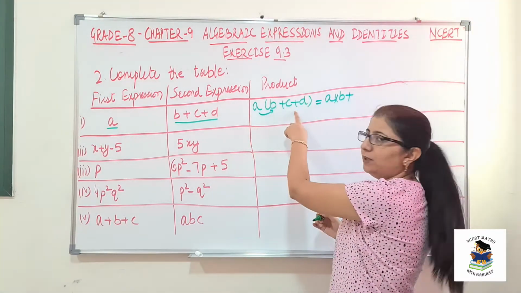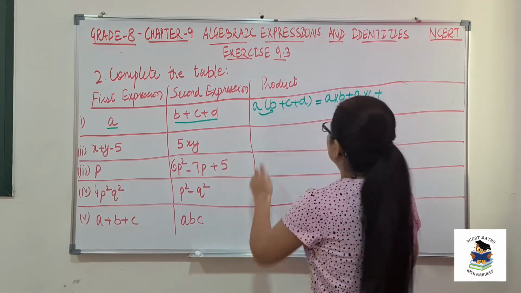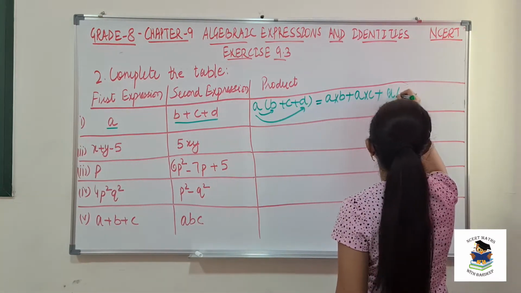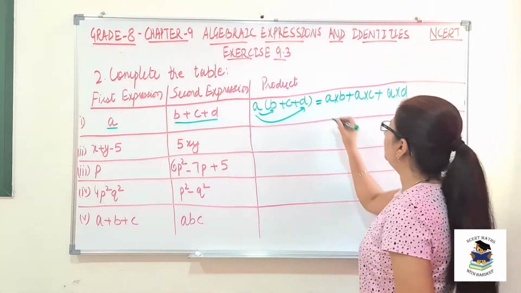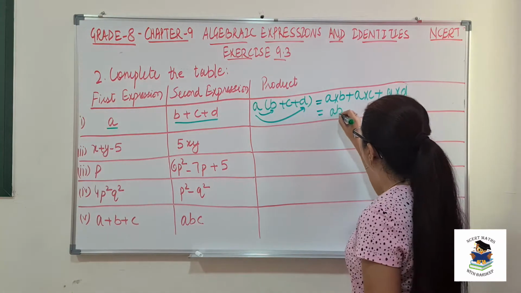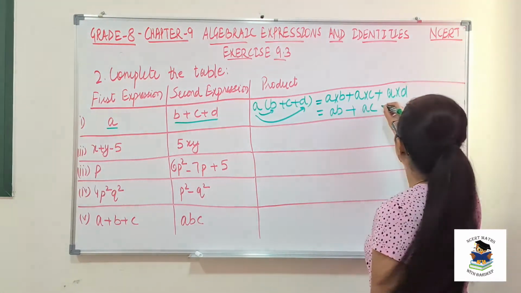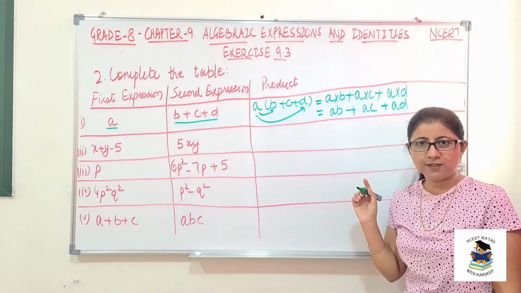Now this A with C. So that means A into C. So again this A with B. Is it clear? So now we will combine it. A into B will give me AB, A into C as AC, and A into D as AD. So this is our first answer.